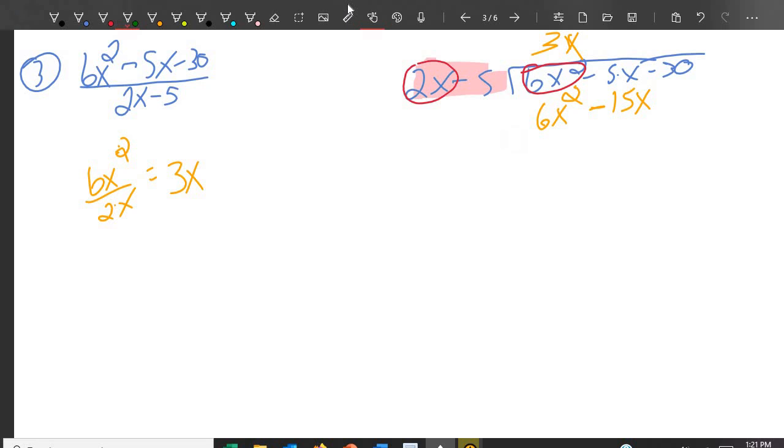Now we're at the point where we have to change the signs. Multiplying by a negative means we change the signs. This one becomes negative, and this one becomes positive. Now we combine those together, and this gives me 0. If you don't get a 0, you've made a mistake. Combine the x's: negative 5x plus 15x. Negative 5 plus positive 15 gives me a 10x. Bring down the minus 30.